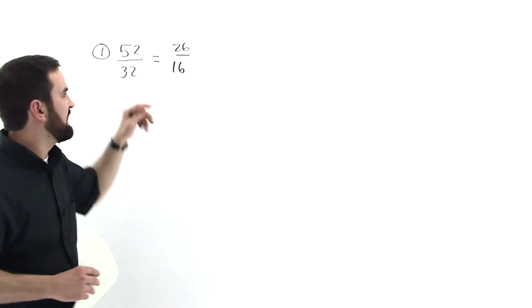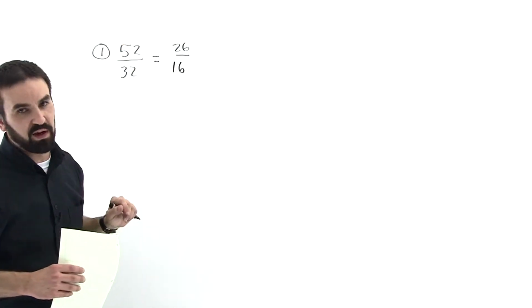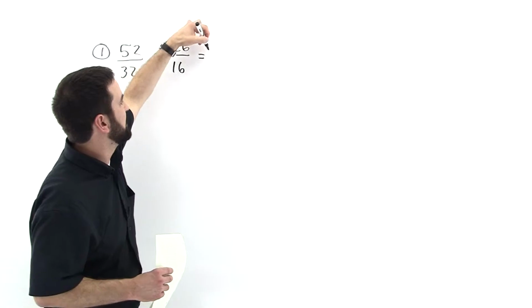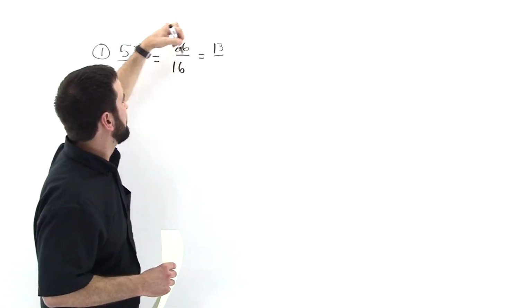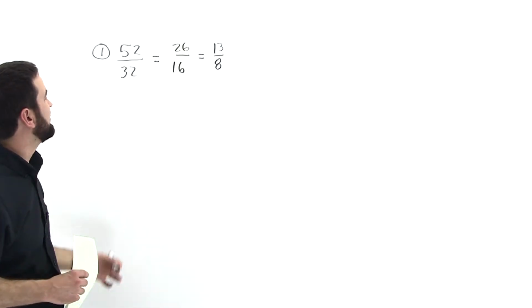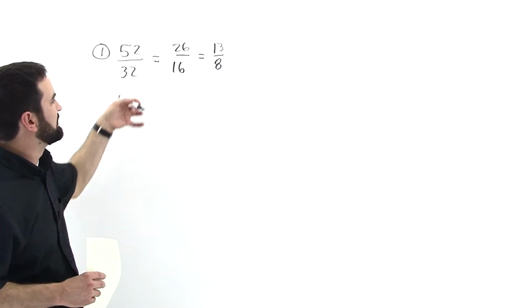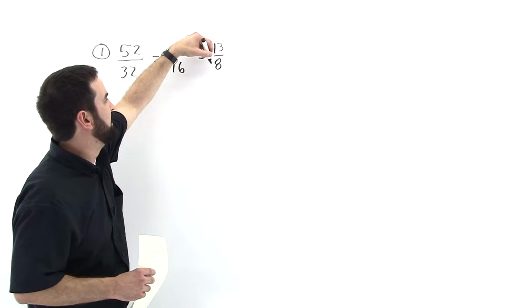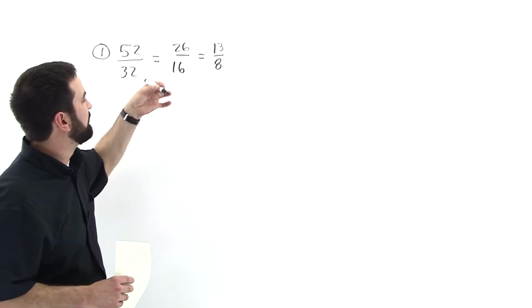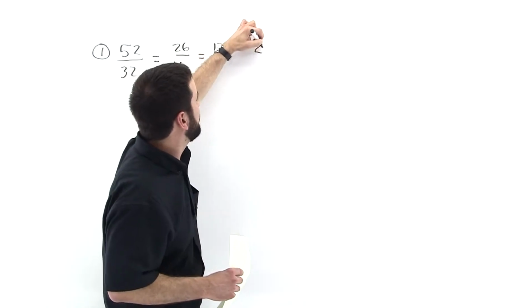But then each of these is divisible by 2 once again. So we can say that 26 divided by 2 is 13, and 16 divided by 2 is 8. And that's it. It's completely reduced now, because this is a prime number and this is an even number. So that fraction will not reduce any further. So number 2.